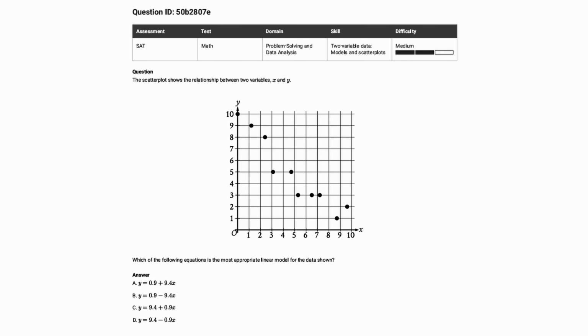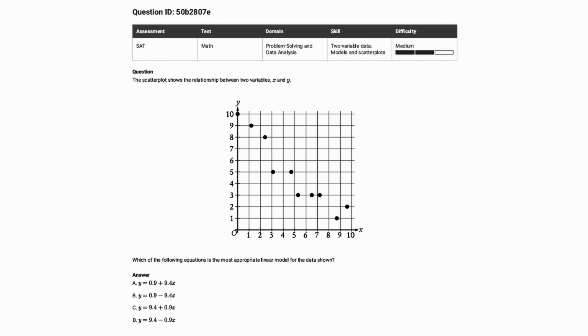All right, here's another question type you're likely going to come across on the SAT. This is a scatter plot, and I just want to show you guys how to be able to conceptually understand the linear model here. So which of the following equations is the most appropriate linear model for the data shown? So we can see that the scatter plot is going downwards. It has a downward trend. So the slope is negative, and the y-intercept is around 10, and it's looking like the x-intercept is actually also around 10. So I'm just trying to look for something in the answer choices that has a negative slope and a y-intercept around 10.